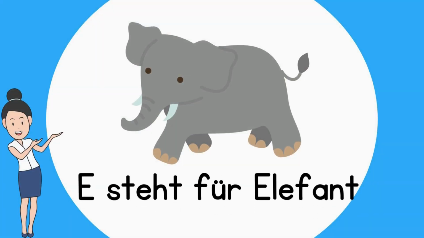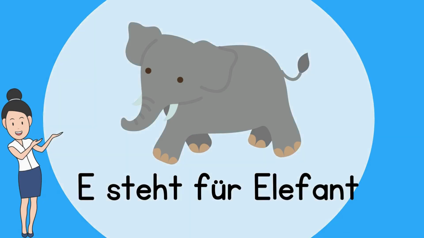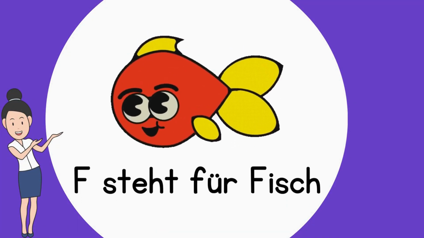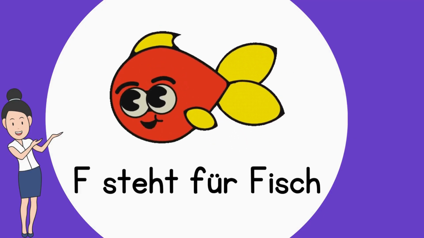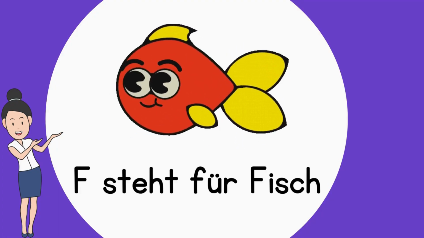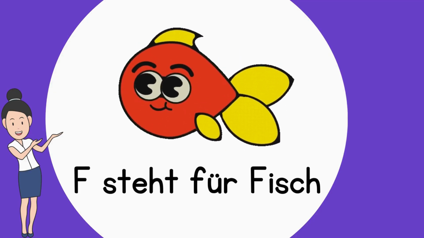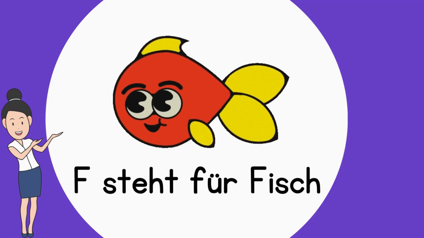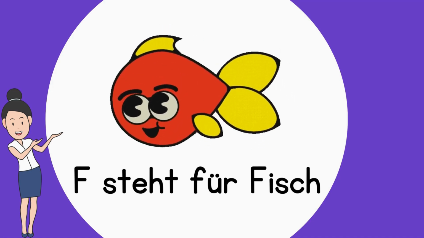Next, we have the letter E. E is pronounced as A in German. Once again, A. And A stands for elephant. Once again, elephant. Elephant means the elephant. Next, we have the letter F. The letter F is pronounced as F in German. Yes, it's the same as it is in English. And F stands for fish. Once again, fish. Fish basically means the fish of English only. The pronunciation of both the words is same, but their spellings are different.